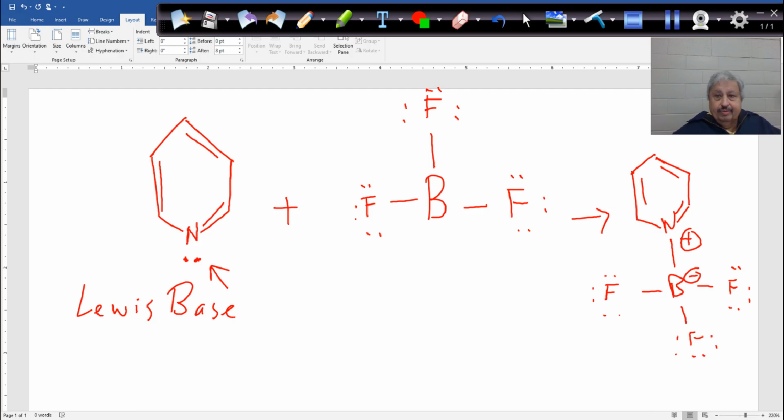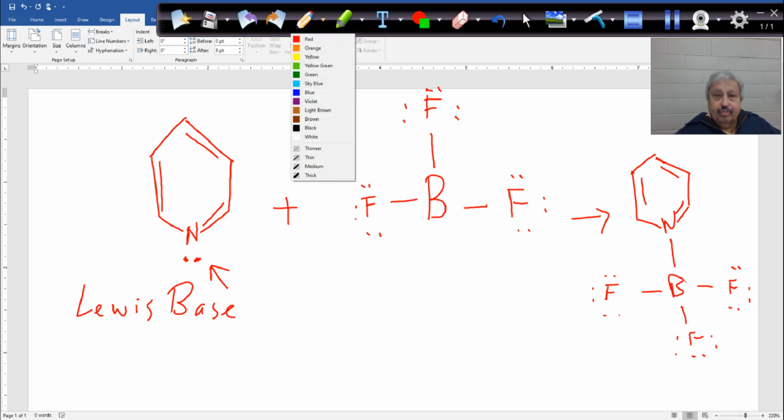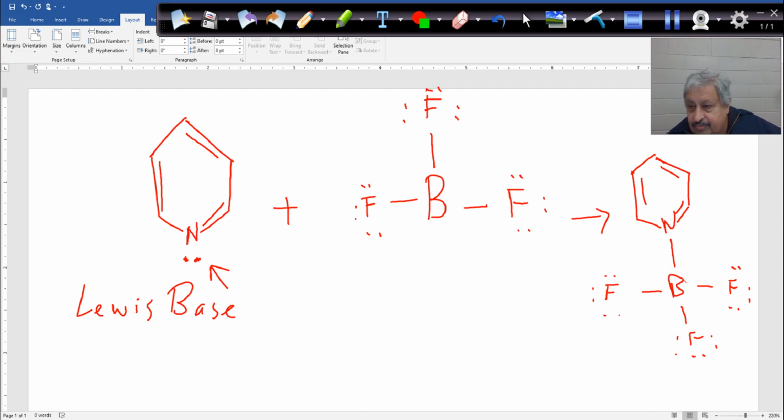Let me maybe put it inside the ring, so the nitrogen will be positive and boron will be negative. See here, that's the donation of the valence electrons. Those are donated to the boron. This is the compound. You don't have to worry about it, but I want to show you how they are donated. Any question about the three types of acid and base definitions?